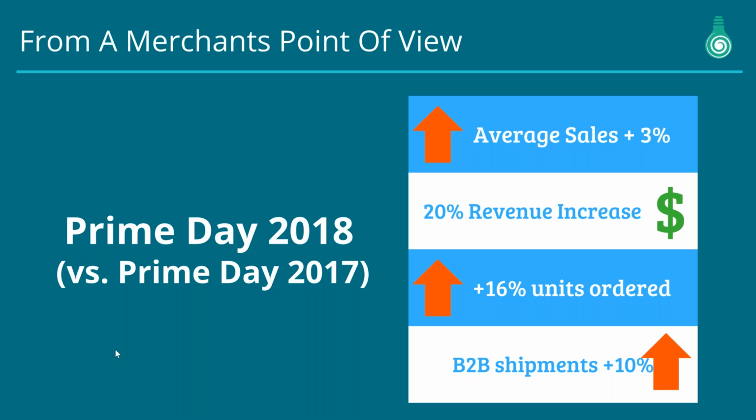We actually experienced a 20% increase in revenue from the year before. Meanwhile, our units ordered increased as well. And surprisingly, and this is really, really interesting, our B2B shipments increased dramatically. This is just going to Seller Central on the 3P side, going to the Reports tab and Detail by ASIN to look at some of these numbers. All in all, it was a dramatic success for us.